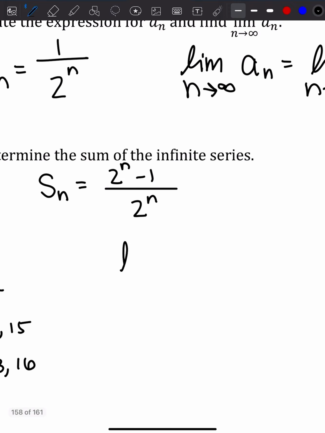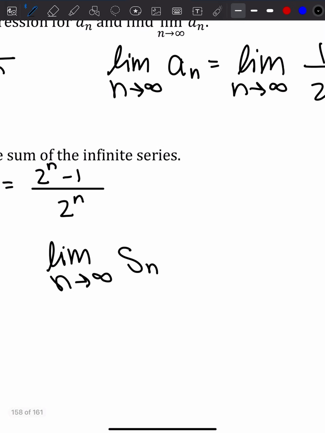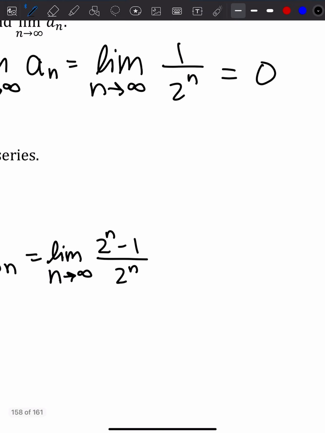So now what we're going to do is take the limit as n approaches infinity of S sub n to help us decide if we are going to converge. So we have the limit as n approaches infinity of 2 to the n minus 1 over 2 to the n. If we do the same thing, we have 2 to the n on top and bottom. They are the exact same type of function. The minus 1 isn't really going to matter that much. And as we are approaching infinity, this is going to be our equal degree case.